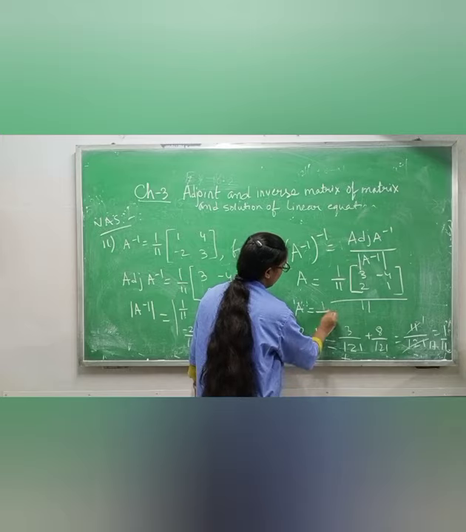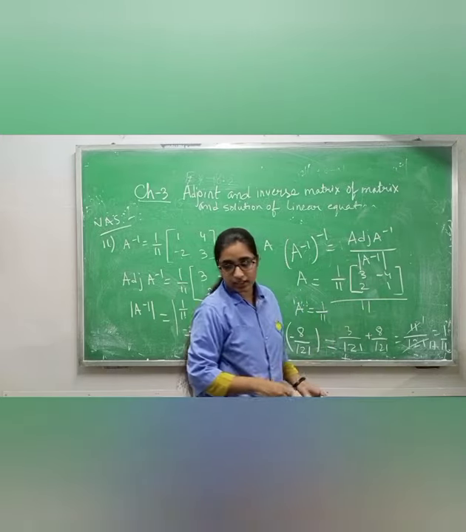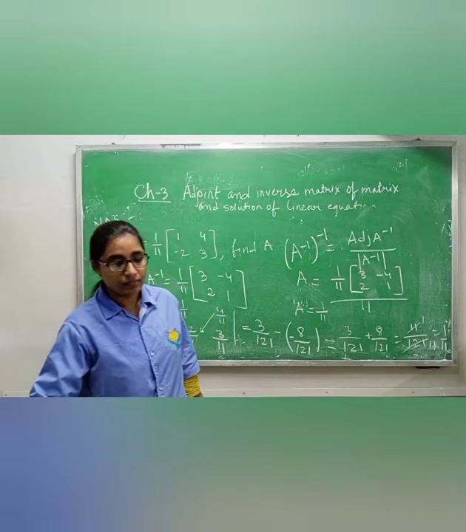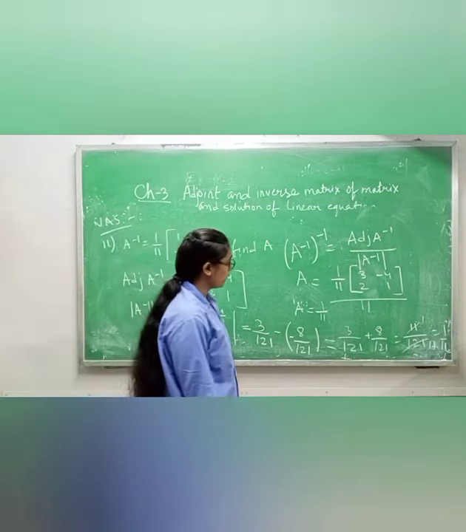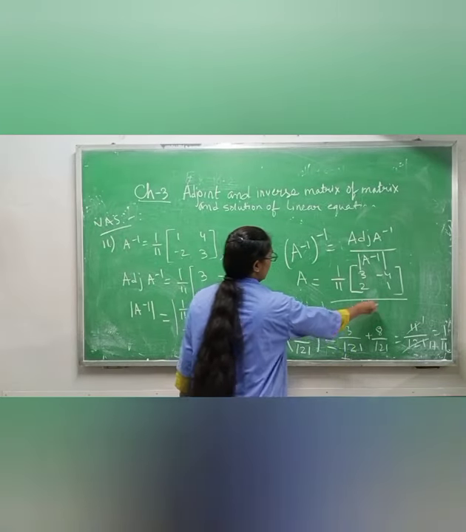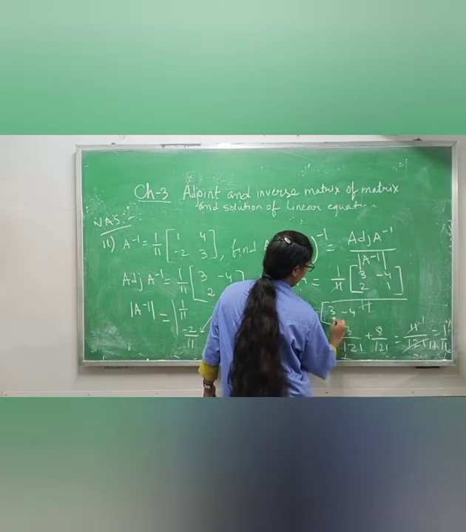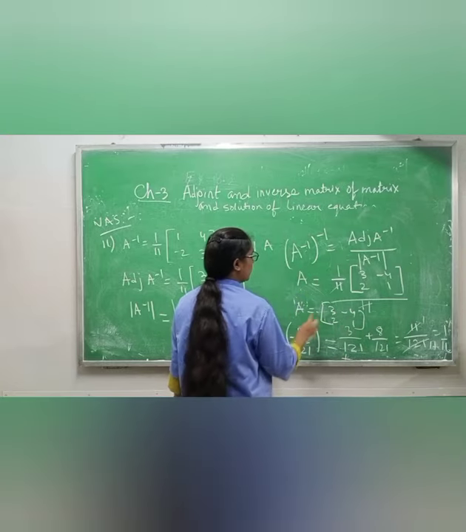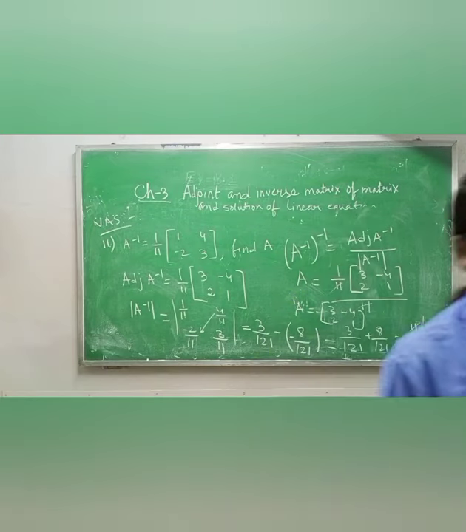Then after that what you will do? 1 by 11 you will write. This one will come up. What you will get after this? What will happen? 11 will cancel out and you will get 3 minus 4 2 1. So A you are getting 3 minus 4 2 and 1. Copy this one.